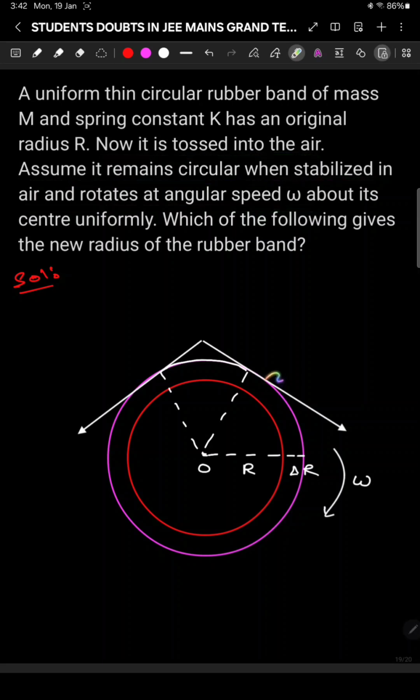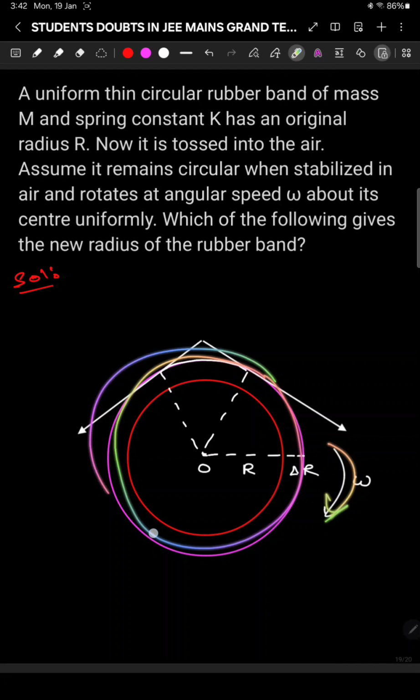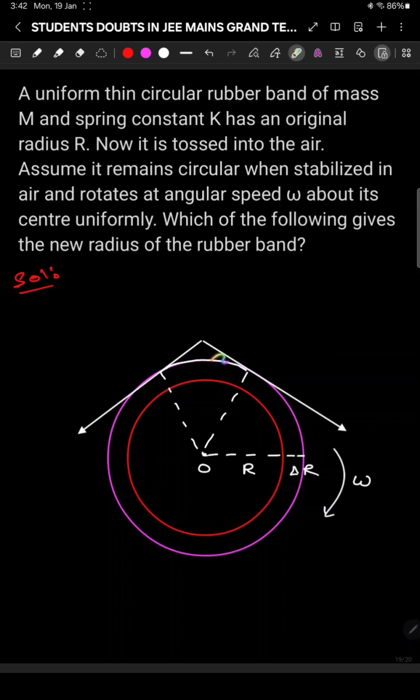Now in air this was rotating like this with an angular velocity omega. As it rotates, due to centrifugal force, it acts away from center. Due to that, the rubber band gets elongated by small change delta r. Now the final radius will be r plus delta r. So which of the following gives the new radius of the rubber band? You are asked to find what is the new radius of the rubber band.